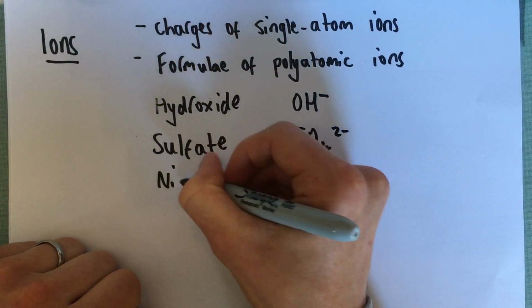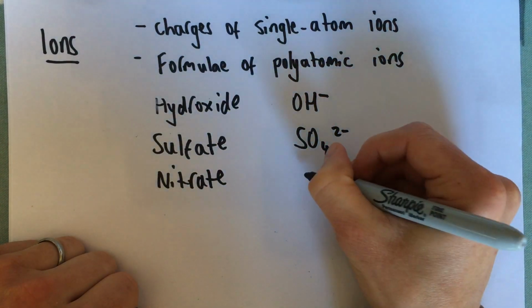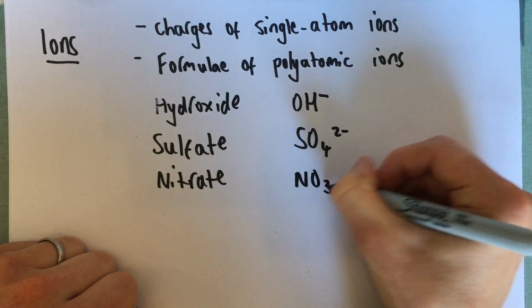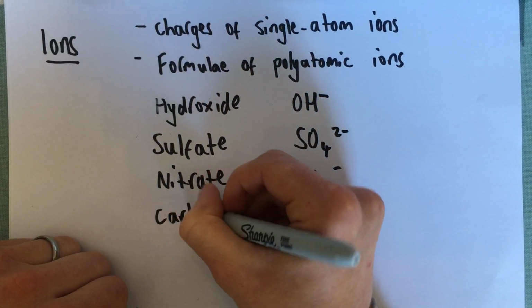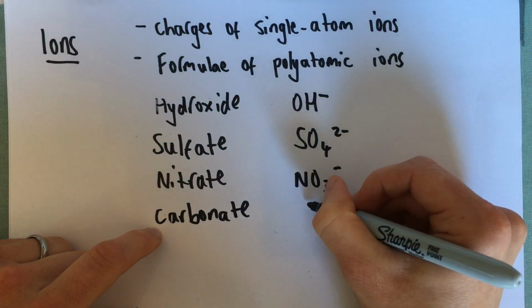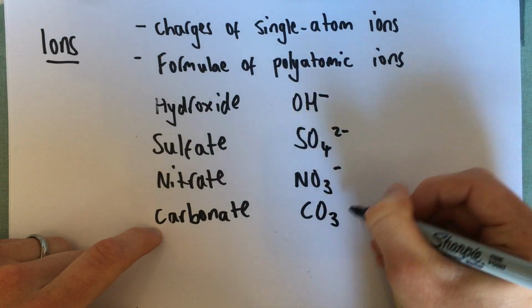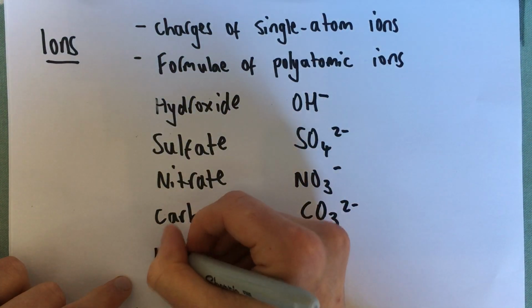So nitrate, the next one, we know it's going to have nitrogen and oxygen. You need to know that it's NO3 with a charge of 1-. Carbonate, the name tells us, is going to have carbon and oxygen atoms. You need to know that it is CO3 with a charge of 2-. Last one is ammonium.